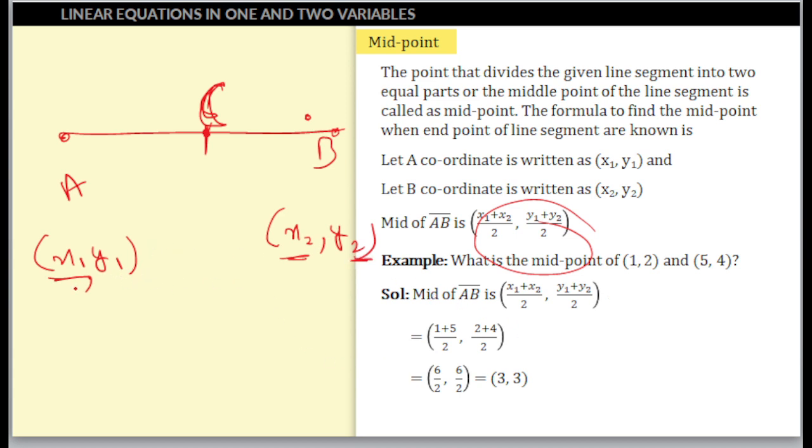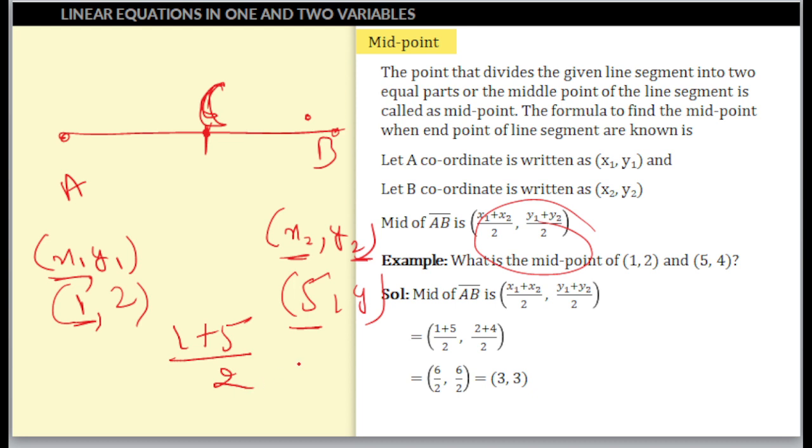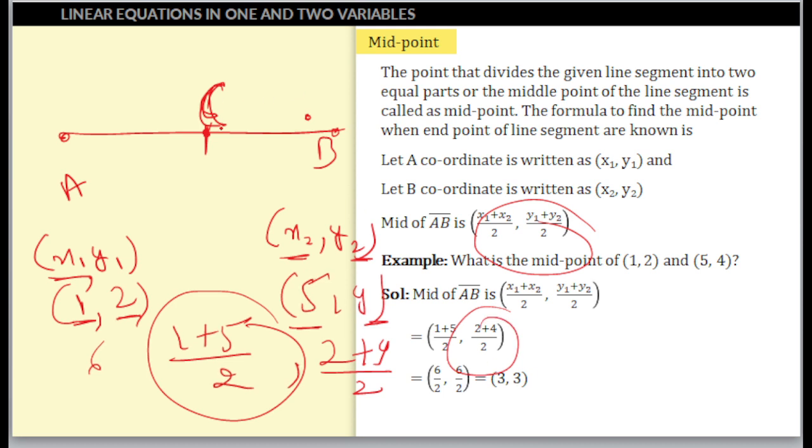Let's say this is (1, 2) and this is (5, 4). So x1 plus x2, that is 1 plus 5 divided by 2, comma, y1 plus y2, that is 2 plus 4 divided by 2. 1 plus 5 is 6, divided by 2 is 3. Again this is 3. So the coordinates of this point will be (3, 3). This is how we can find the midpoint.